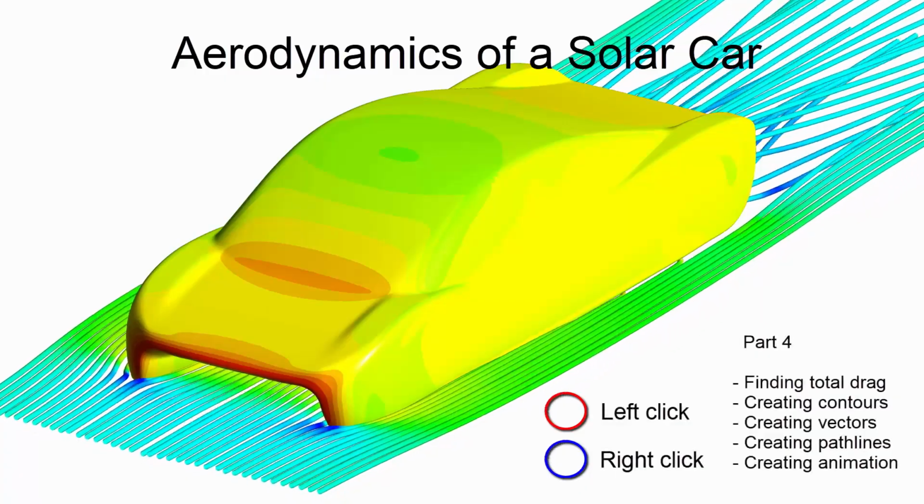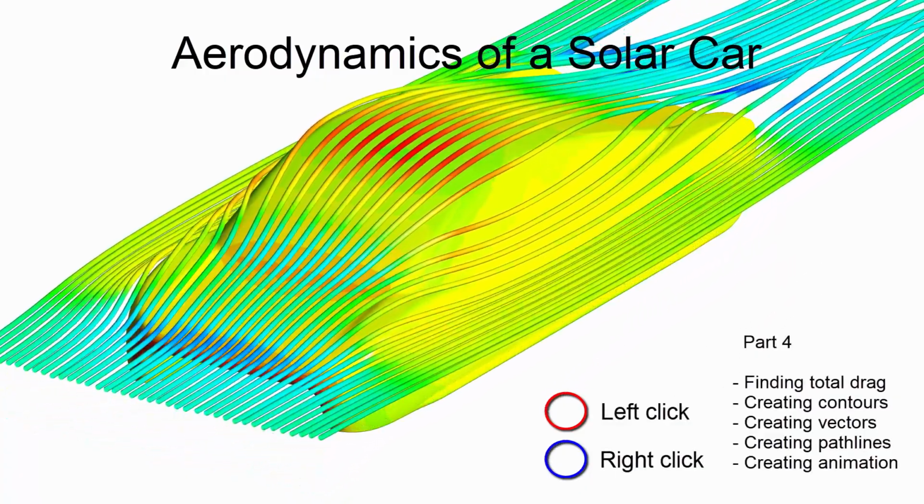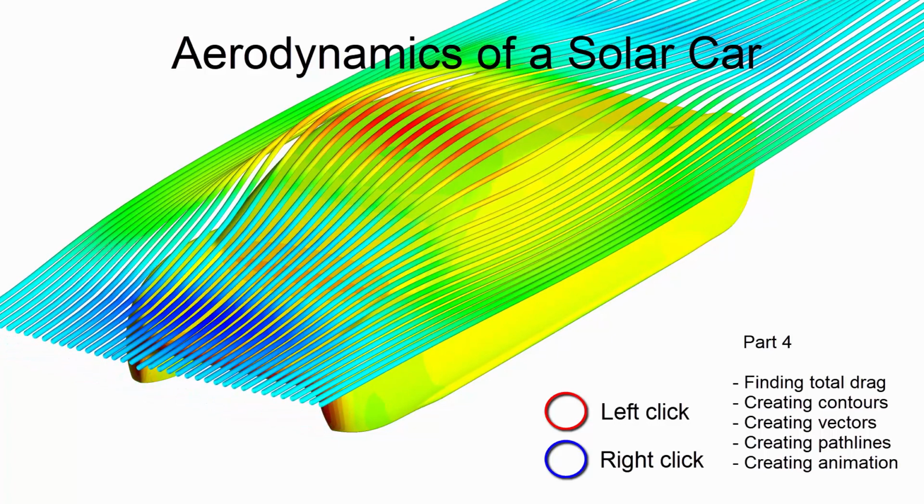In this video, you will learn how to post-process the results from the solver. First, we will find the total drag on the car, create velocity contours and create velocity vectors. Then, we will also create path lines and animation to showcase the flow around the car.